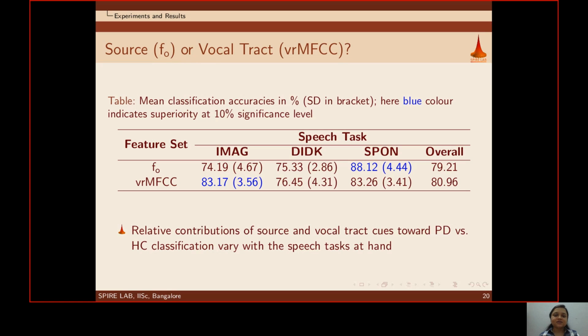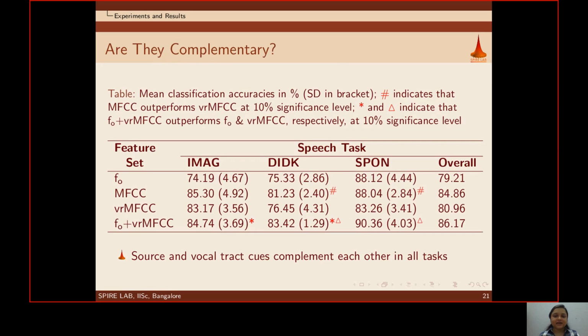Lastly, for the DIDK task, both source and vocal tract features achieve a similar level of classification performance. This might be due to the fact that DIDK is an artificially crafted speech task and it attempts to put similar weightage to both source and vocal tract information. So we see that the relative merit is task dependent.